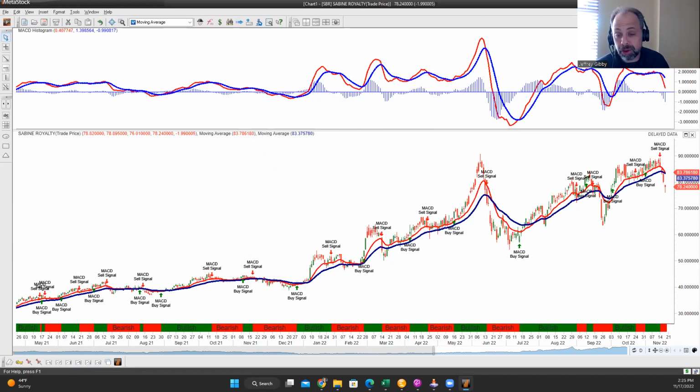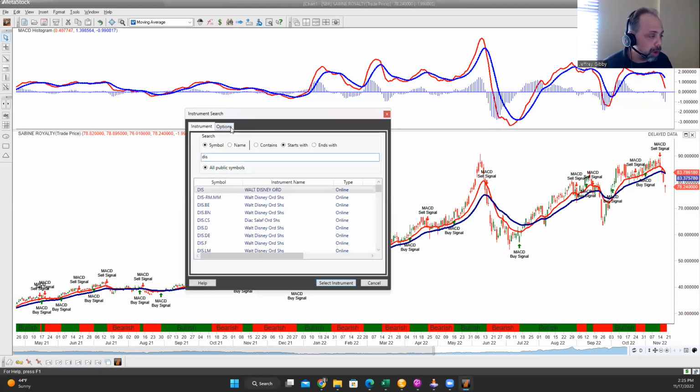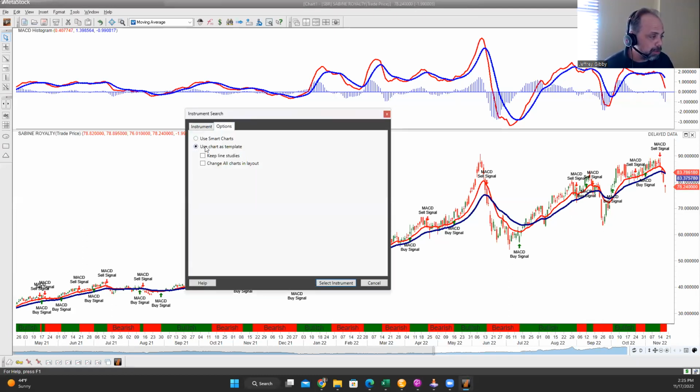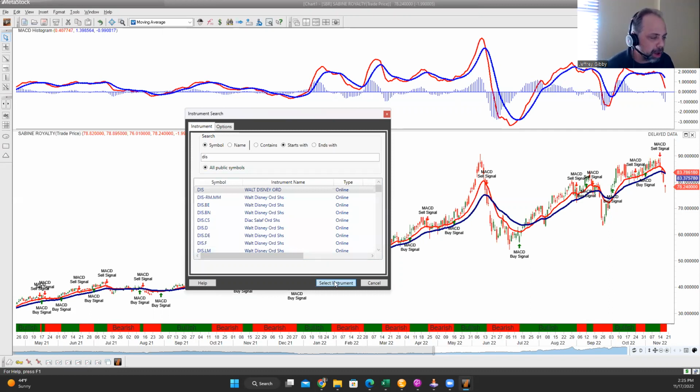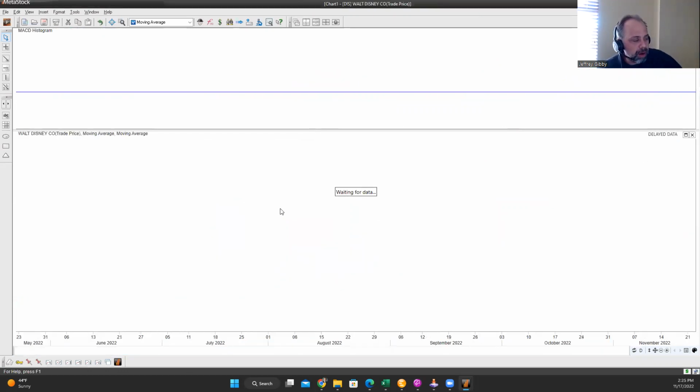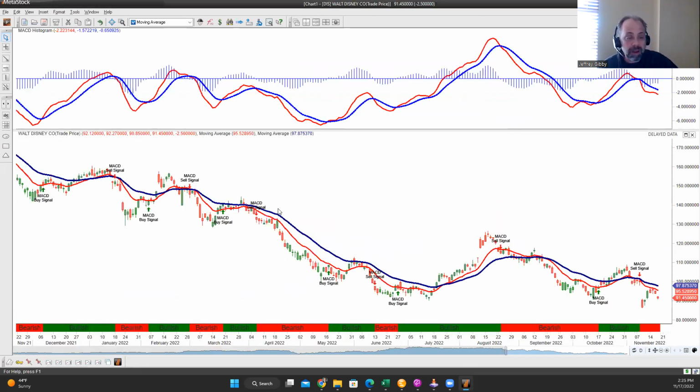I want to show this to you, so I'm going to switch charts. Carolyn also wanted to look at Disney. So I'm going to change charts real quick. I'm going to type in DIS here, and it pops up in my instrument console. I'm going to use my chart as a template, so I don't have to set it up again. We'll select the instrument here. I'm hoping I can see some overbought and oversold areas, and if not, we'll look at Boeing, which I'm not necessarily seeing on Disney either.